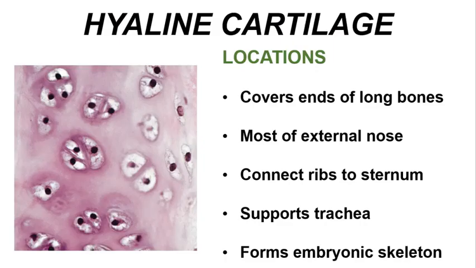So hyaline cartilage is the most common type of cartilage in the human body. It's going to cover and protect the ends of long bones. It forms the supportive structure of the external nose. It connects the ribs to the sternum. It forms the rings that support the trachea. And it also composes the majority of the embryonic skeleton, which will later be replaced by bone tissue.